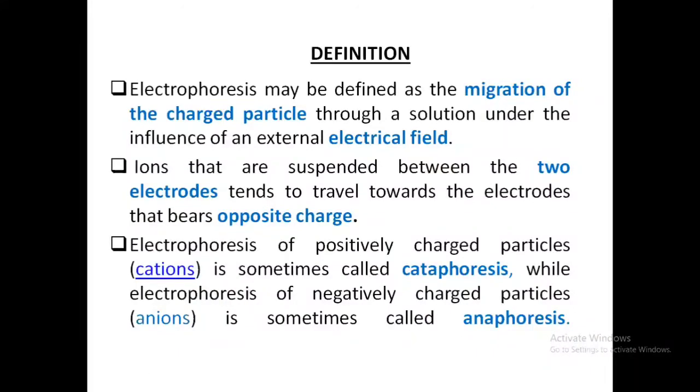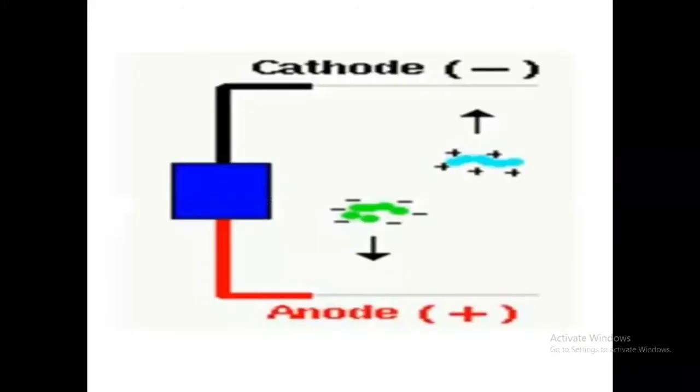Simply remember the logic. If you are performing electrophoresis for cations, it is called cataphoresis. If you are performing electrophoresis for anions, it is called anaphoresis. Now you can see the diagram. If you observe this diagram, you can clearly understand the principle.